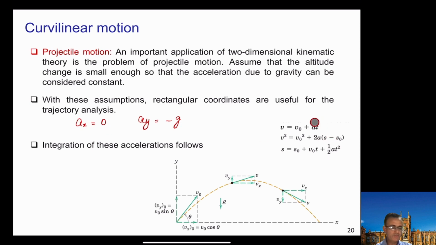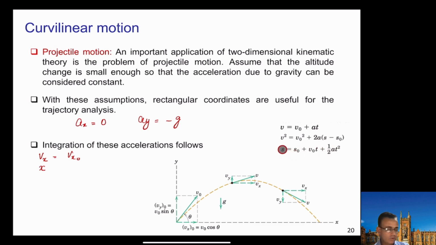So if we use these equations here for the x direction, because we know the initial velocity here, which is vx naught, and we know that in the x direction the acceleration is 0, what we can calculate from here is that vx is equal to vx naught, because the acceleration in the x direction is 0. And similarly, we can use this equation to calculate the range of the projectile.